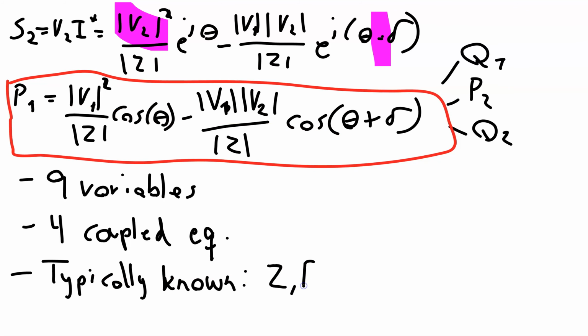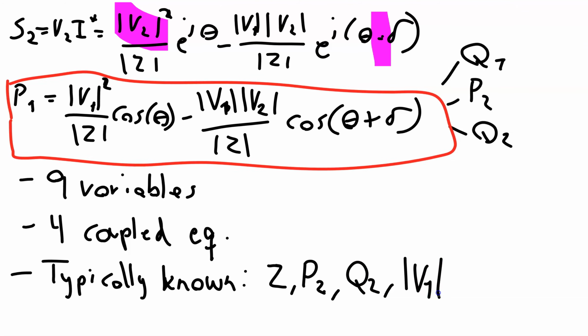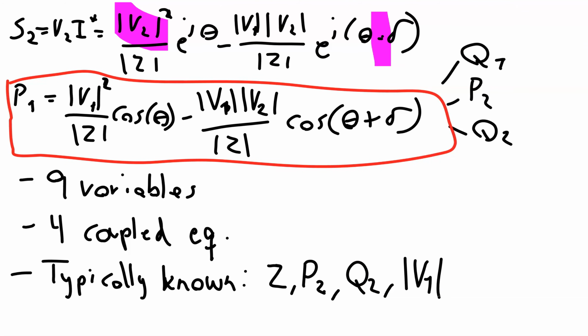We also have P2, Q2, and V1. So they are typically known. And of course, the set also has the angle in it. So since we have 4 coupled equations, we have 5 variables that must be defined.